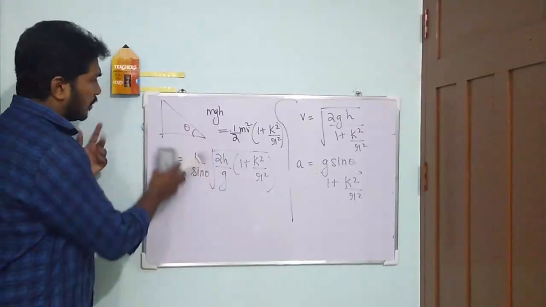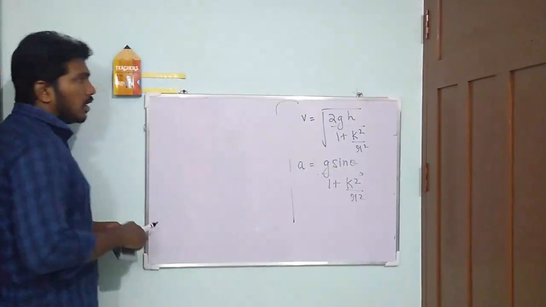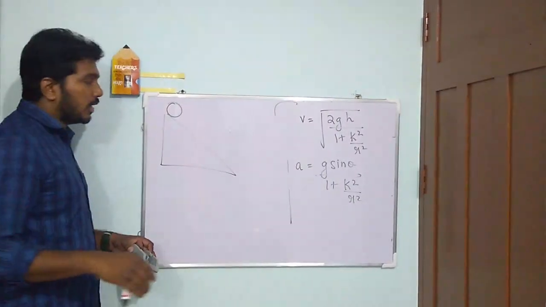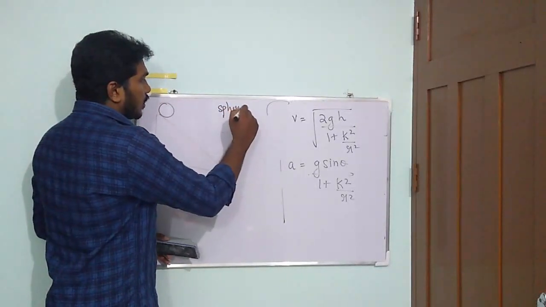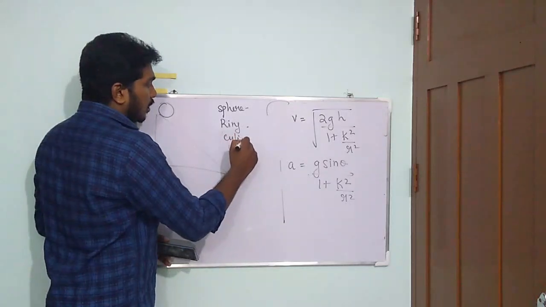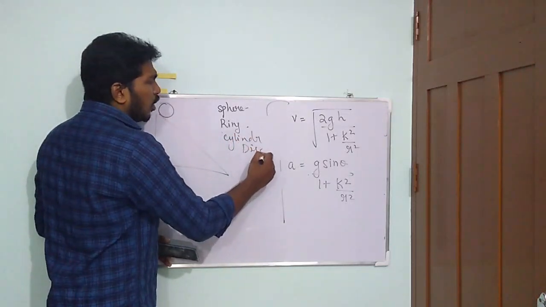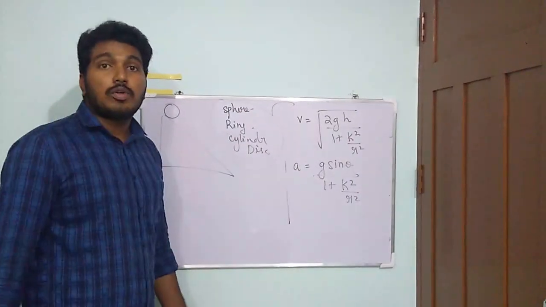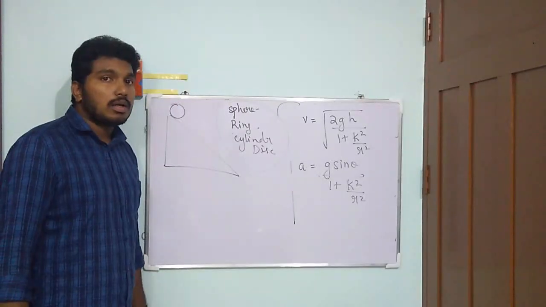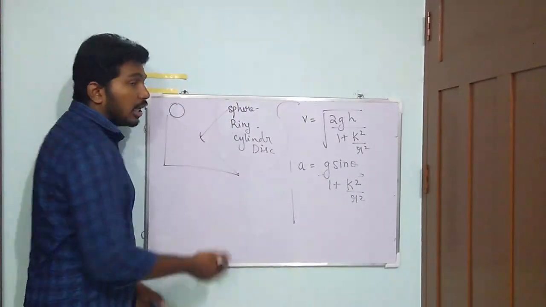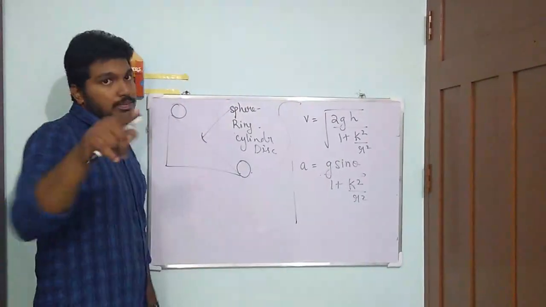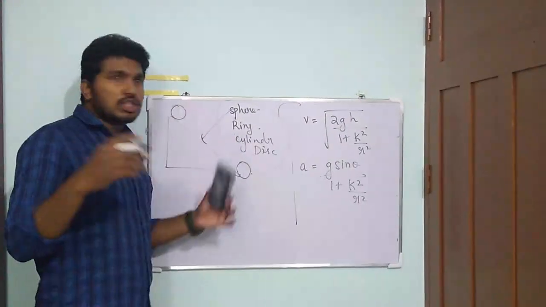Say for example, we'll take 4 objects, all the 4 together. We have a sphere, a ring, a cylinder, and a disk. The 4 objects are rolling down an inclined plane. Which will reach the ground first? Find it out. Yes, the sphere will be reaching the ground first, with a greater velocity. So for questions like this, we can actually use that concept.